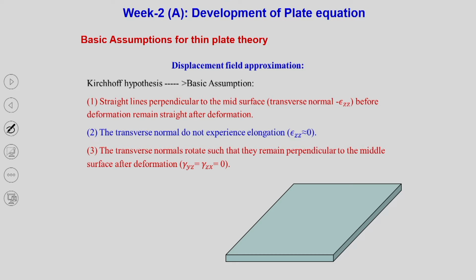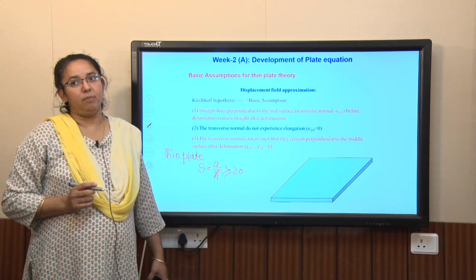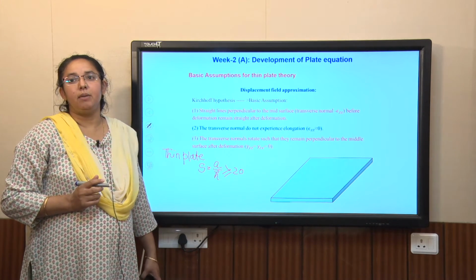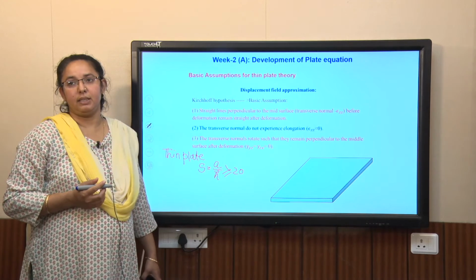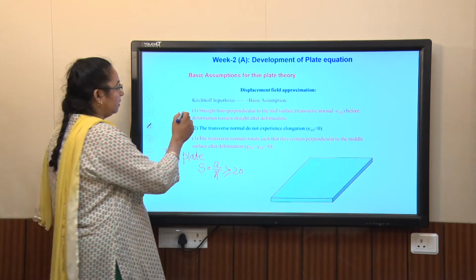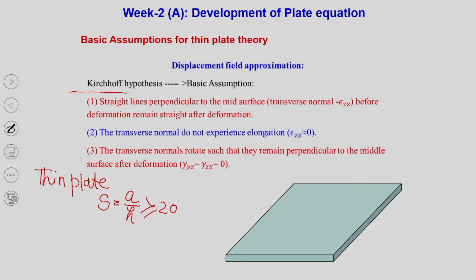As I have already told you, thin plate means when the length to thickness ratio is greater than or equal to 20, then the plate is considered thin, like your thin beam, the Euler-Bernoulli beam. So, the Euler-Bernoulli beam is the assumption for the one dimensional case. So, Kirchhoff, I would like to say for the first time, extended the one dimensional assumption to the two dimensional assumptions.